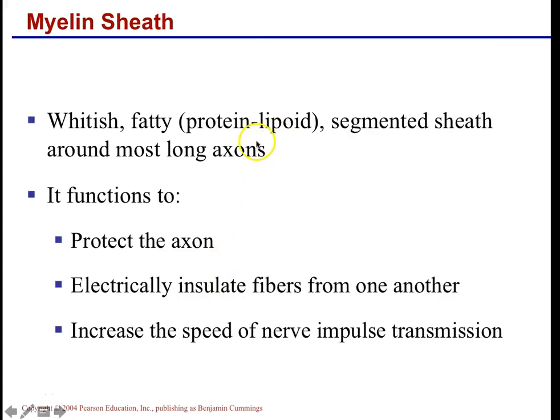All right, I'm going to make quick work of this slide because it will be explained in more detail later on. But myelin, this cholesterol-based fat that can get laid down, protects the axon. It's going to insulate parts of the neuron from electricity, and it will increase the speed of the nerve impulse transmission.